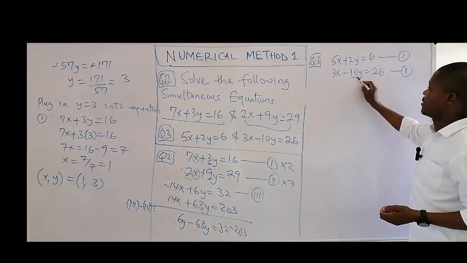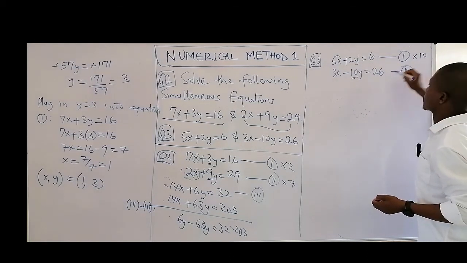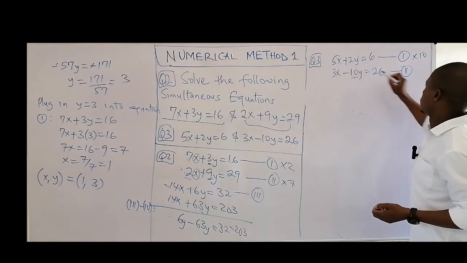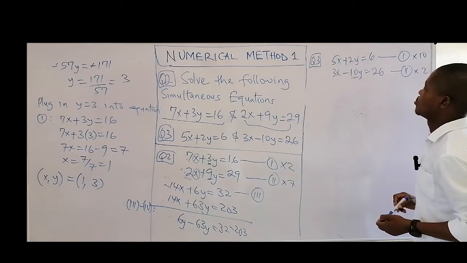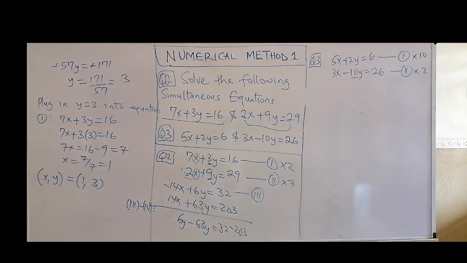Okay, so what do we have here is 10. That's the coefficient of y. So equation 1 times 10? What do we have here? 2. So equation 2 times what? Times 2. I want to make the coefficient of y to be the same.